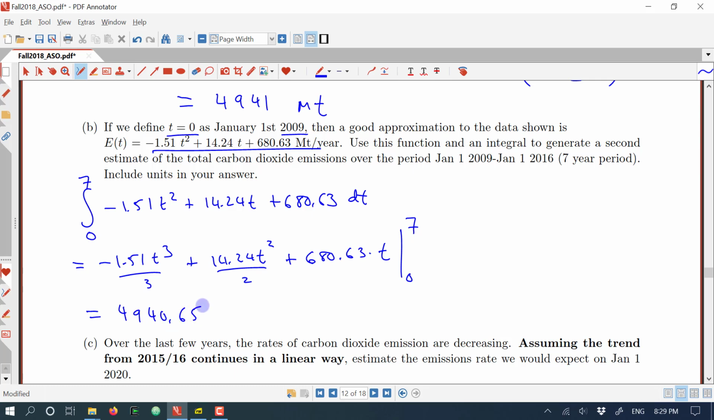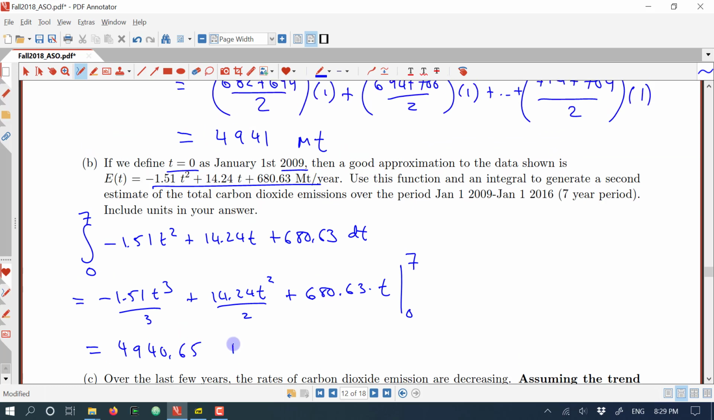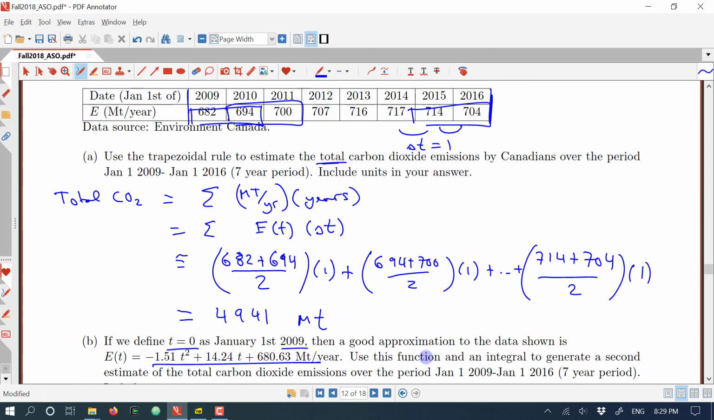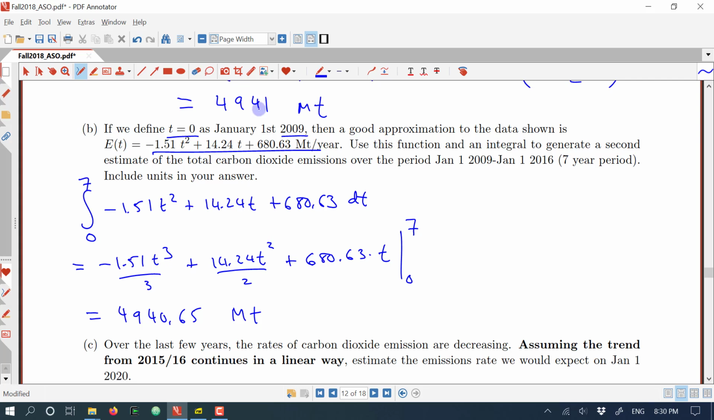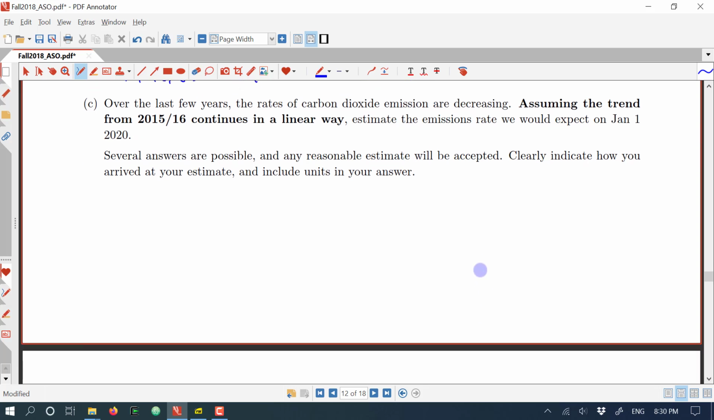4940.65. And reassuringly, that would be in megatons, that is very close to the value we obtained in part A when we used the Trapezoidal Rule on the same problem. So it would have been a bit of a red flag if this was 4,000 and this was 2,000. That would point to one of the values being in error. But here, they agree. That's an excellent sign.